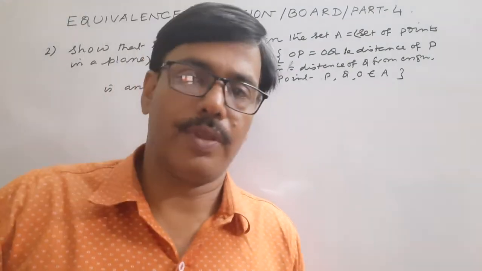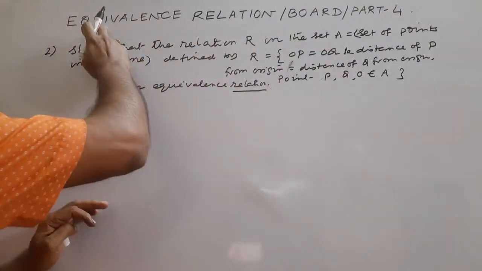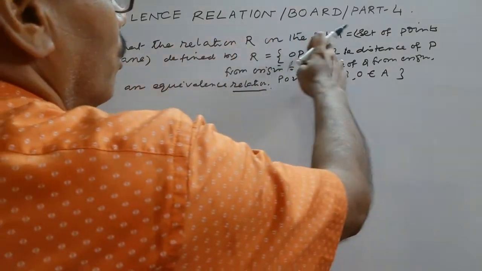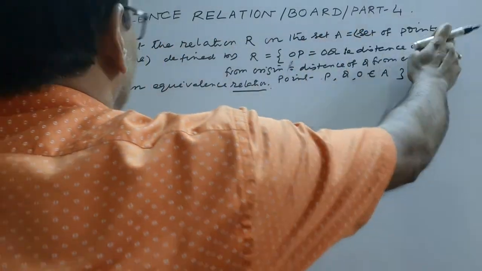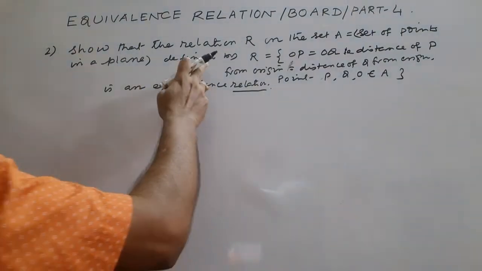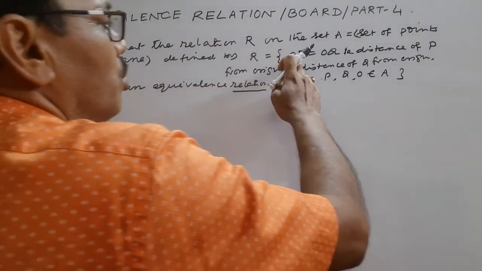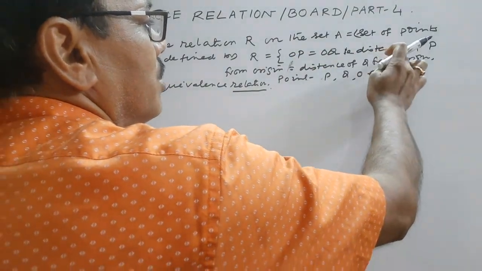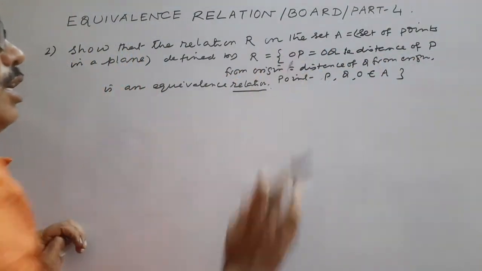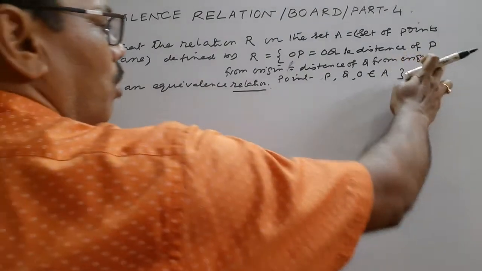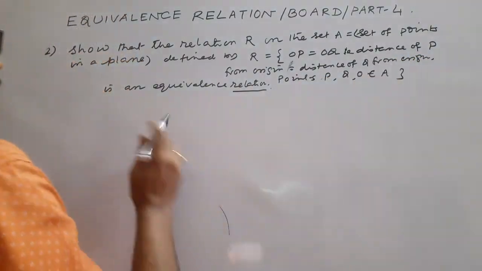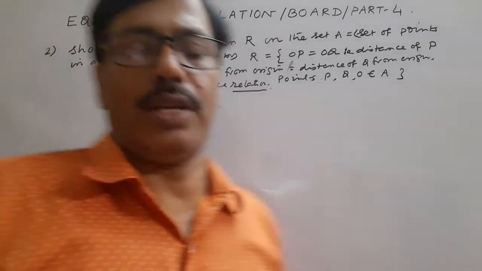Now, consider a very simple problem: the relation R on the set A. What is set A? The set of points in the plane, defined by R equals OP equals OQ, that is, the distance of P from the origin equals the distance of Q from the origin, for points P, Q, O belonging to A. Show that this is an equivalence relation.